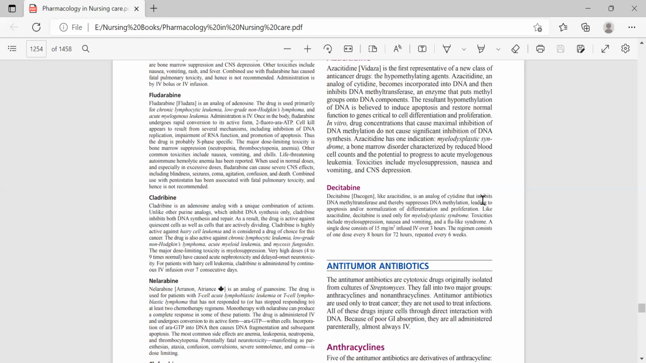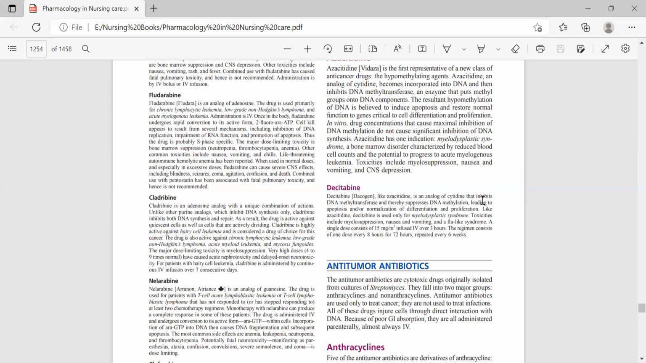It is also active against chronic lymphocytic leukemia, low grade non Hodgkin lymphoma, acute myeloid leukemia, and mycosis fungoides. The dose limiting toxicity is again myelosuppression, and high doses can cause acute nephrotoxicity and delayed onset neurotoxicity. For patients with hairy cell leukemia, cladribine is administered by continuous IV infusion over 7 consecutive days.